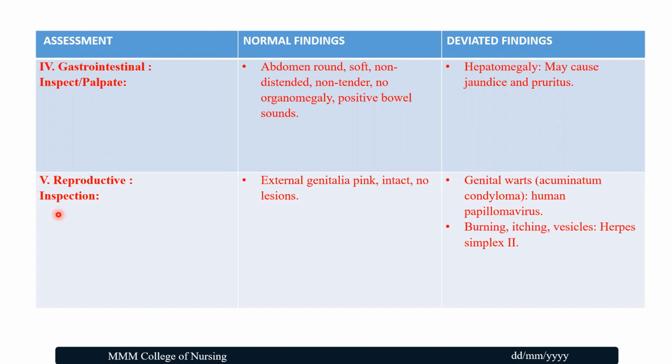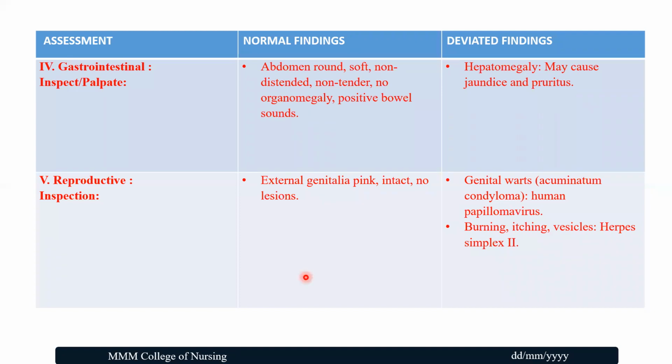Moving on to the reproductive system. In the reproductive system, we are going to inspect the external genitalia and any lesions. If it is intact and there are no lesions, it is a normal finding. In deviated findings, you will find genital warts, that is condyloma acuminatum, caused by human papillomavirus, HPV, as it is otherwise known. Burning, itching sensation with vesicles indicates herpes simplex 2 virus.